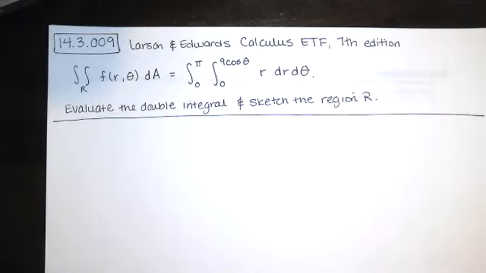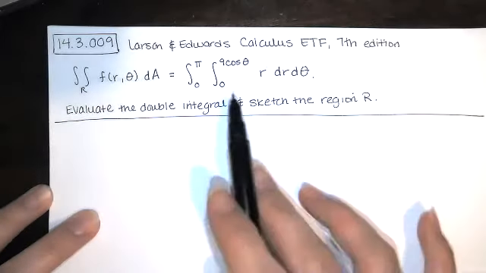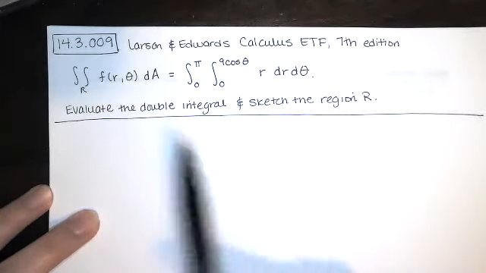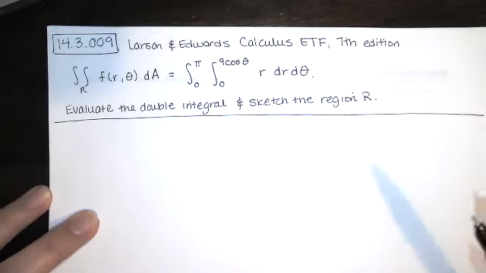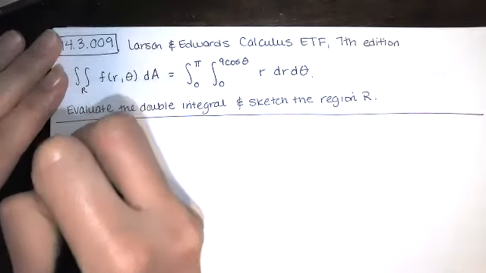In this video, we solve 14.3.009 from the Larson and Edwards Calculus Early Transcendental Functions textbook, 7th edition. We're given a double integral in polar coordinates. We're asked to evaluate the double integral and sketch the region R. And the evaluation is pretty straightforward.